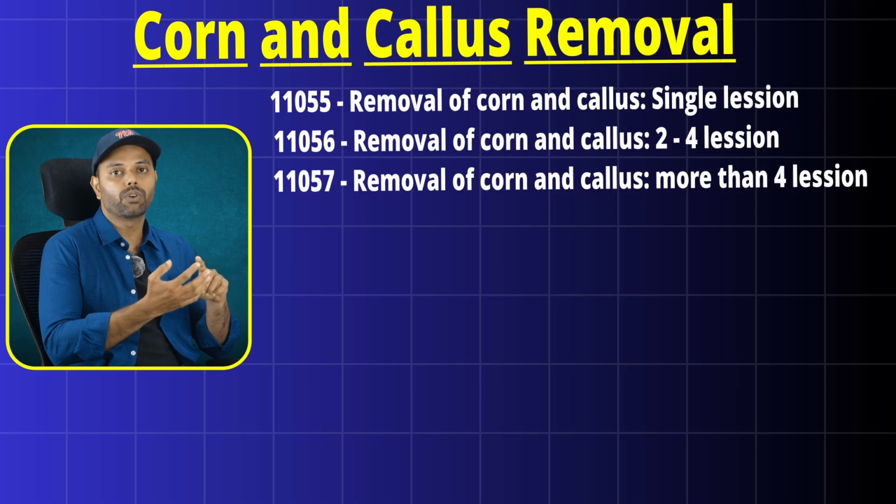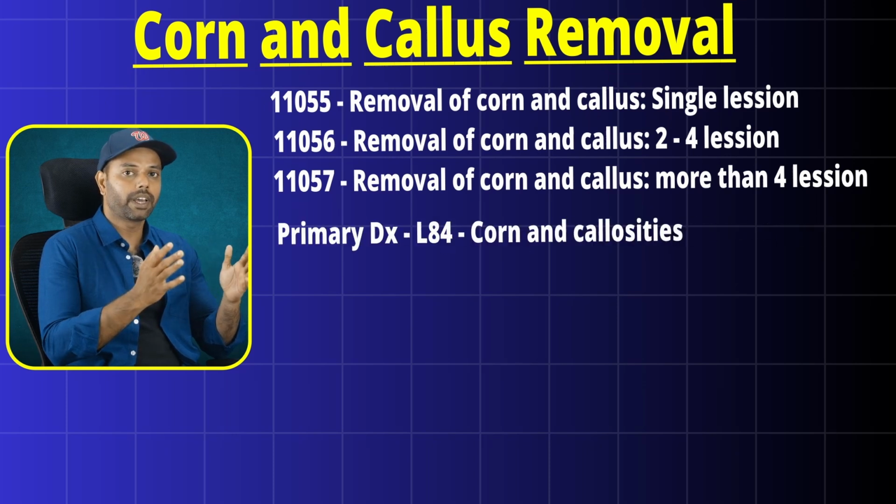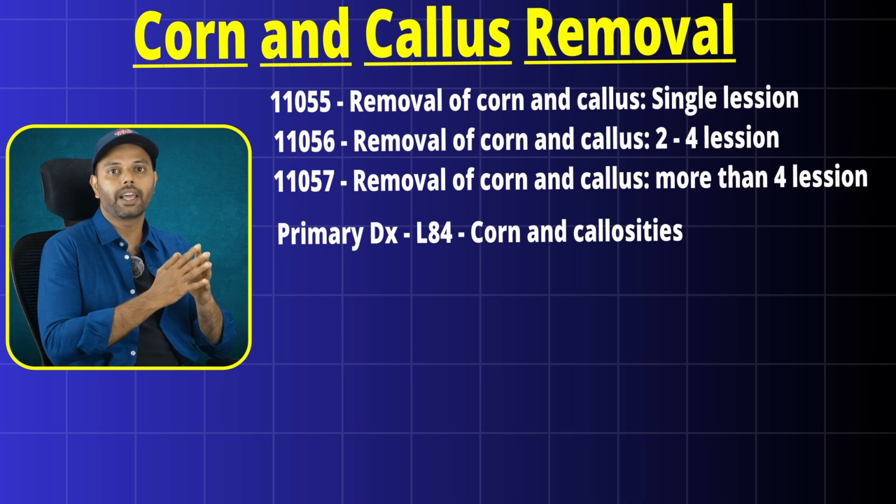Now let's see how to code for corn and callus removal. There are 3 codes used for corn and callus removal, 11055, 56 and 57. 11055 is for single lesion removal, 56 is for 2 to 4 lesions, 57 is for more than 4 lesions. The primary diagnosis should be L84, corns and callosities.